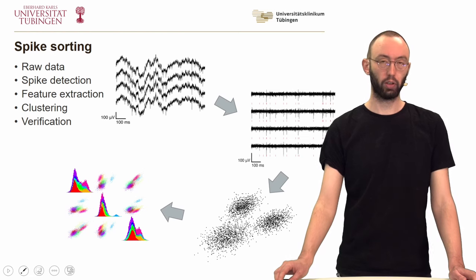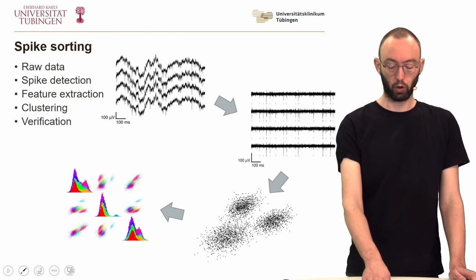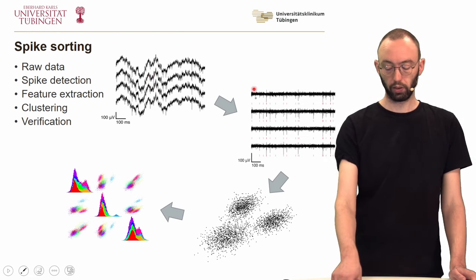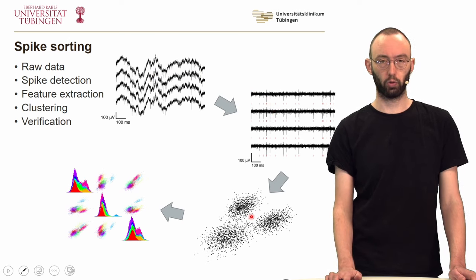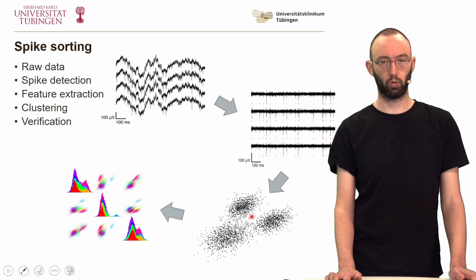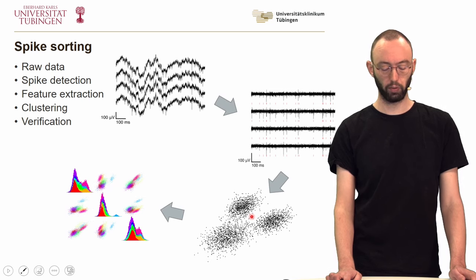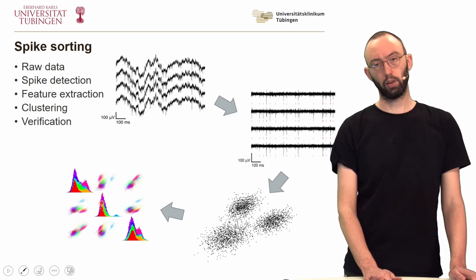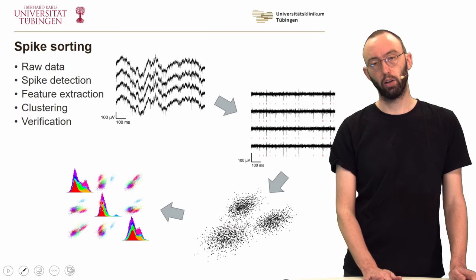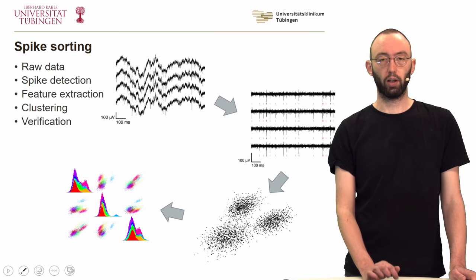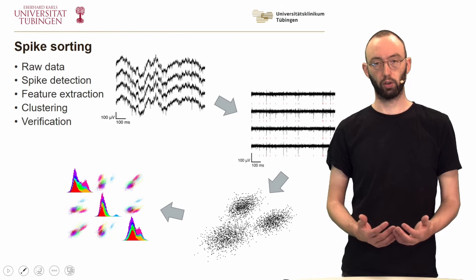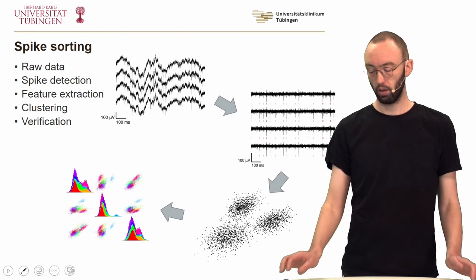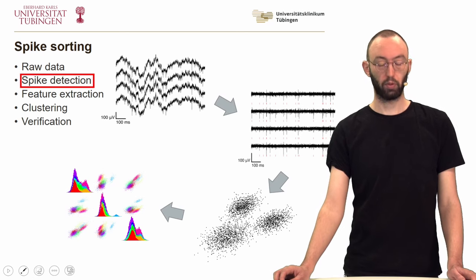So spike sorting is the task to go from raw data, detect the spikes, extract features by which we can do clustering of the spikes, so to sort them to individual neurons, and then think about methods for how we can verify that what we found using our clustering method actually makes biological sense and really corresponds to distinct neurons. Let's start with the first bit, spike detection.